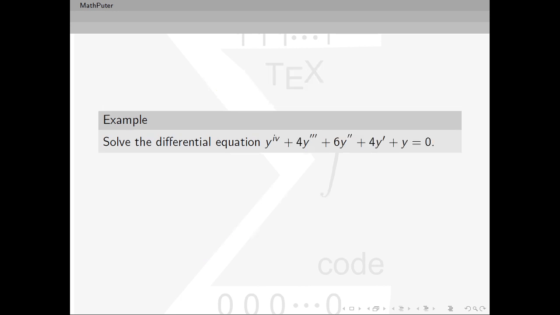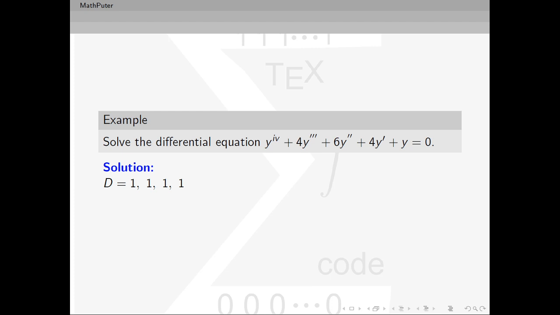The next example: fourth derivative of y plus 4 times third derivative of y plus 6 times second derivative of y plus 4 times first derivative of y plus y equal to 0. What will be the auxiliary equation? D raised to 4 plus 4D cube plus 6D square plus 4D plus 1 equal to 0, which has the roots 1, 1, 1 and 1. Here I mentioned the roots of this differential equation directly.